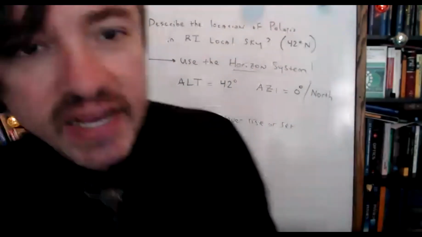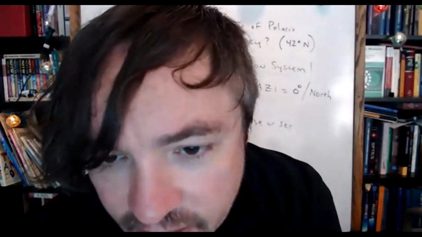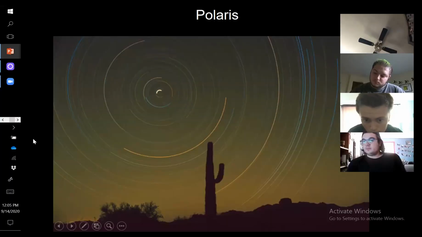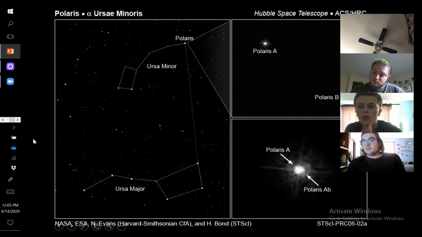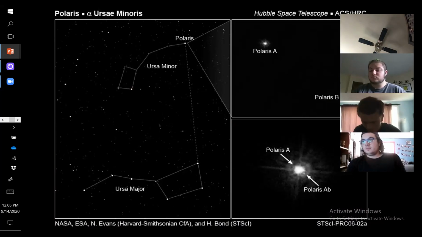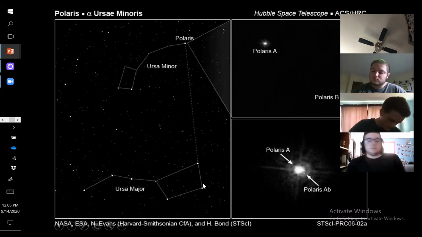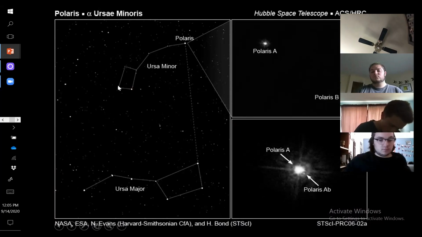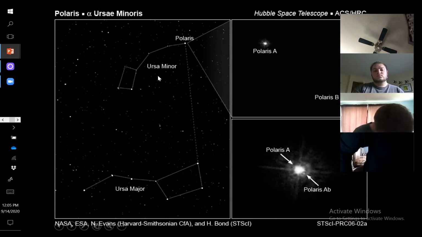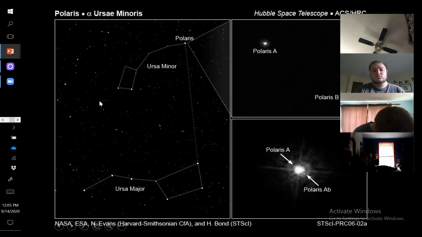You can think of the Big Dipper as almost a circumpolar constellation in Rhode Island's local sky. Unless there are trees blocking your way, no matter what time of the year you're in, at some point in the night, you can usually see a portion of the Big Dipper. Polaris and Ursa Minor, of course, are totally circumpolar. You just have to be in a dark enough sky to see them.